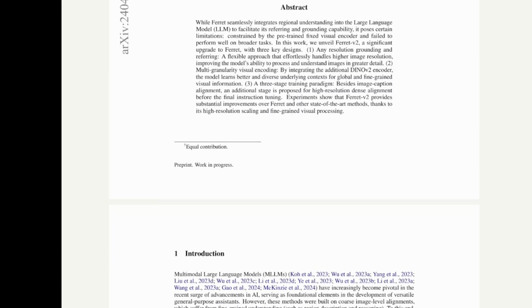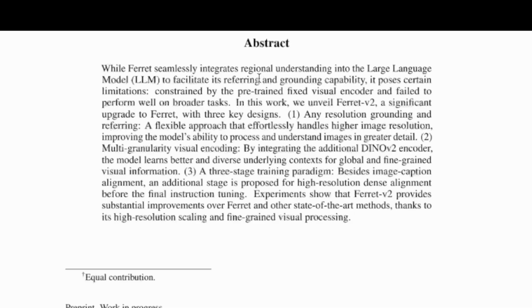So basically, they're talking about Ferret seamlessly integrating regional understanding into large language models to facilitate its referring and grounding capability. It poses certain limitations considered by the pre-trained fixed visual encoder and fails to perform well on broader tasks. In this work, we unveil Ferret-v2, a significant upgrade to Ferret with three key designs. Any resolution grounding and referring, a flexible approach that effortlessly handles higher image resolution. So they're talking about any resolution.